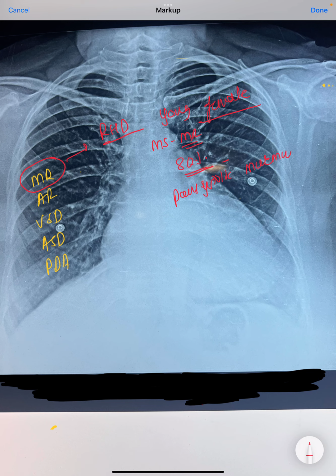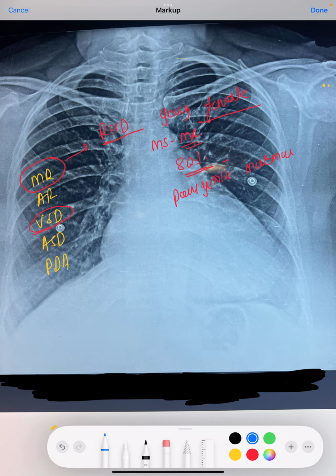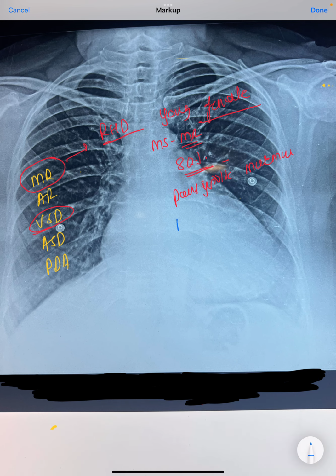Now, the differential diagnosis of a pansystolic murmur is VSD as well. I'll come to that very soon. This pansystolic murmur, if it radiates to the axilla, radiation to the axilla is a very common feature of MR.